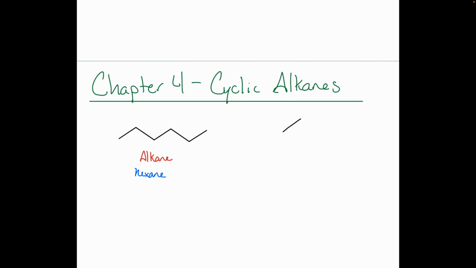A cyclic alkane is if those carbons are connected together in a ring-like structure. So if I take those same 6 carbons, but I create a ring here, this is a cyclic alkane. And whereas the straight chain alkane was named hexane, this is now cyclohexane.